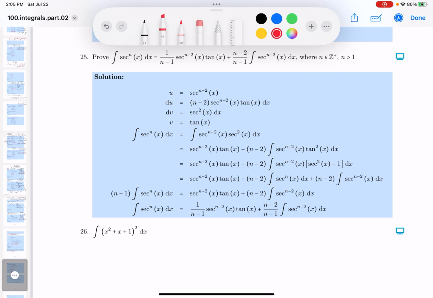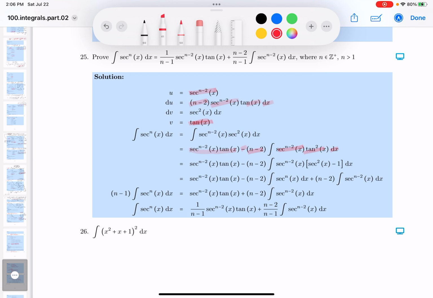You're going to get uv. This is u. This is v. So we get this, minus v du. So I pull out the n minus 2. And I get secant n minus 2, I get a dx, I get another tan x. But there's another tan x over here, so tangent squared. Things are working out relatively simple.